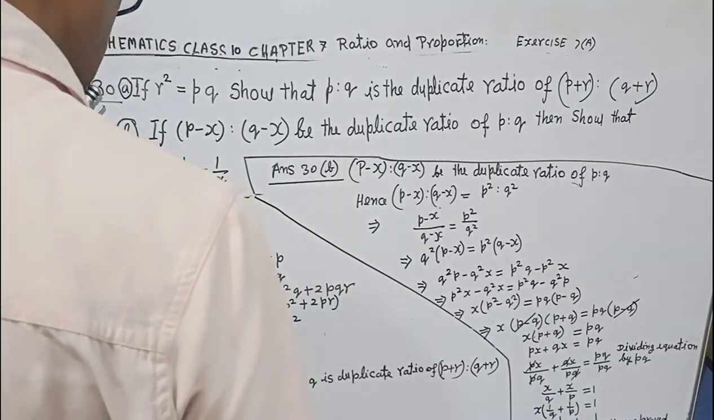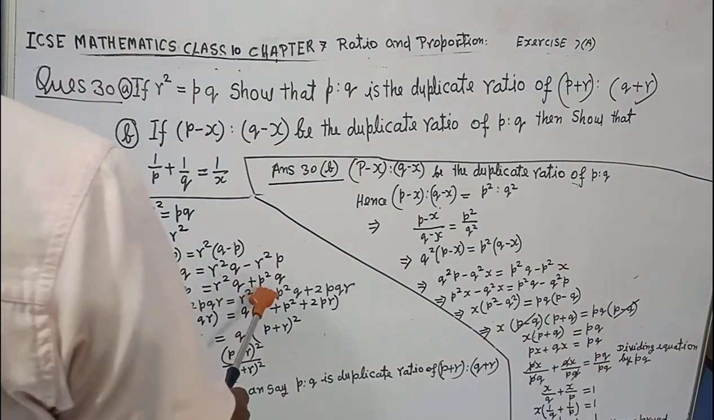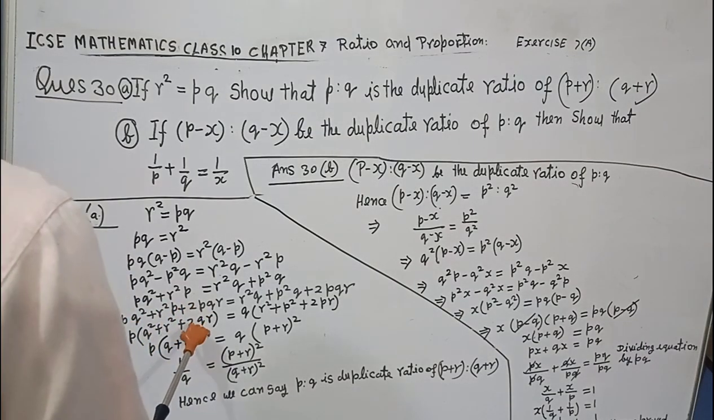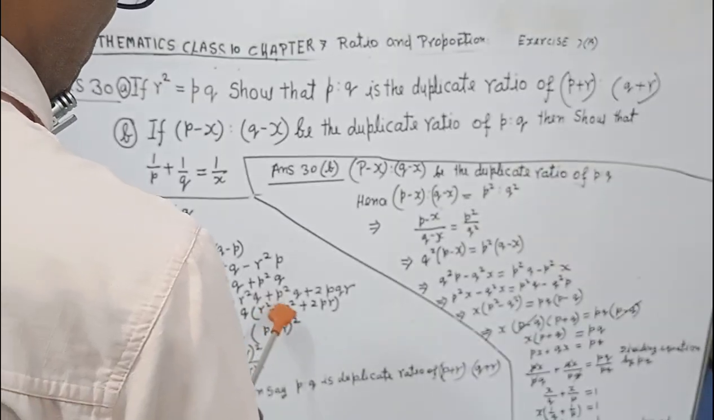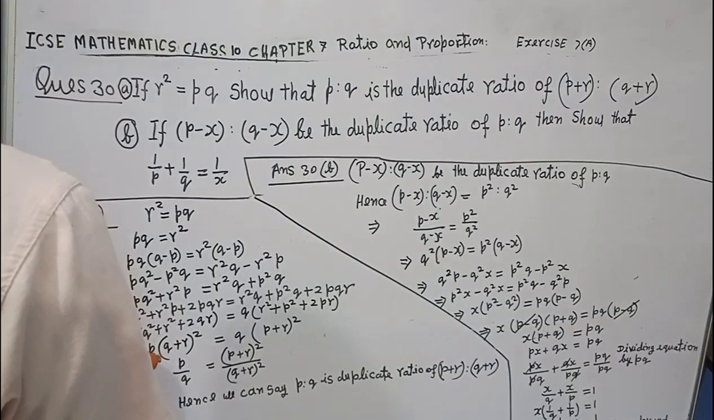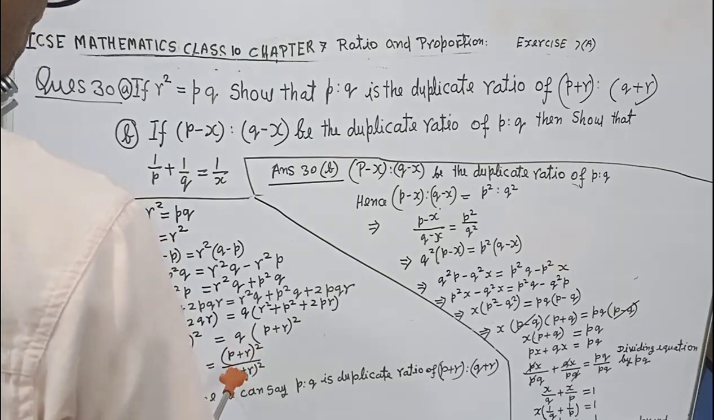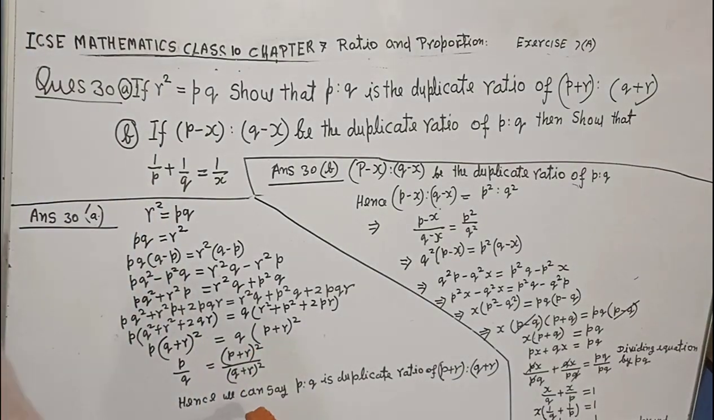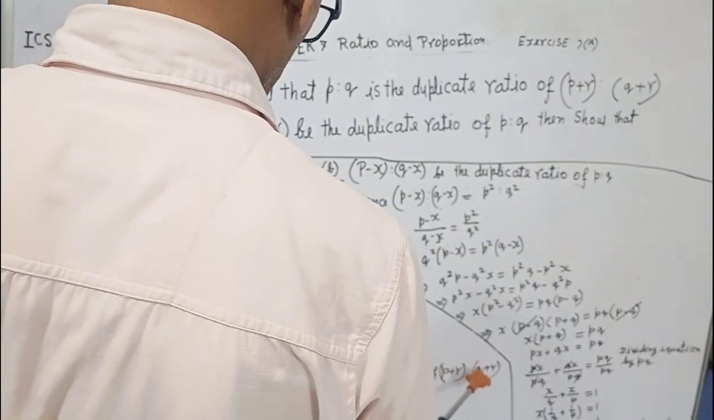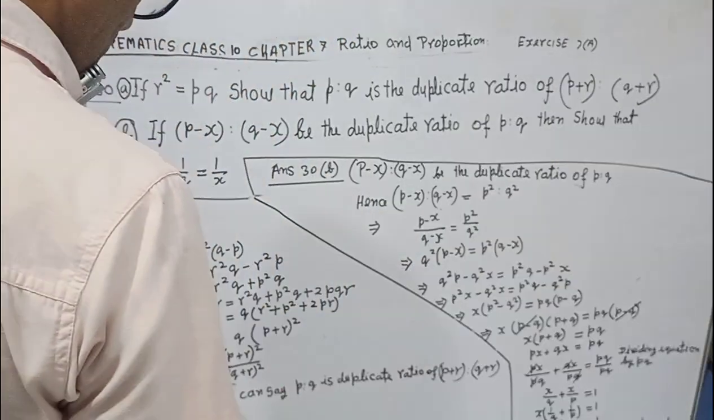2PQR is added on both sides. We get P common in the left hand side and Q common in the right hand side. That is P into Q square plus R square plus 2QR is equal to Q into R square plus P square plus 2PR. So P into Q plus R whole square equals Q into P plus R whole square. P by Q is equal to P plus R whole square by Q plus R whole square. Hence, we can say P is to Q is the duplicate ratio of P plus R is to Q plus R. That is proved.